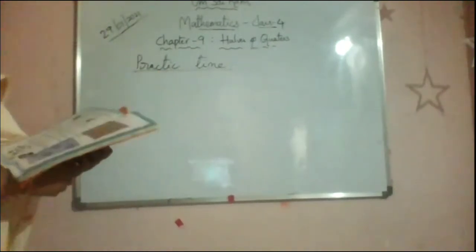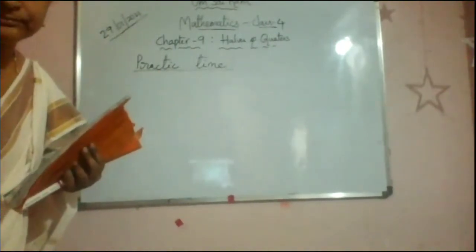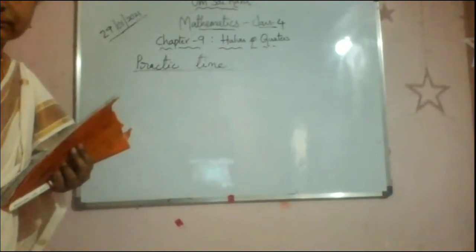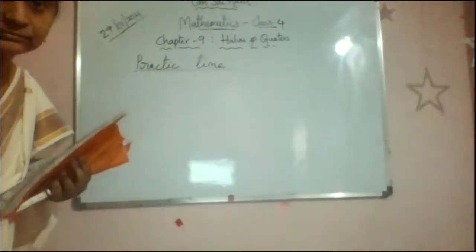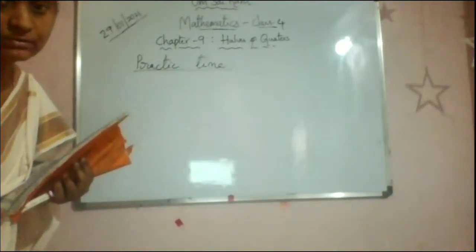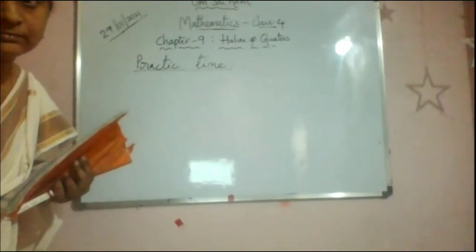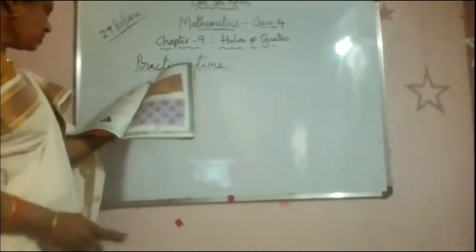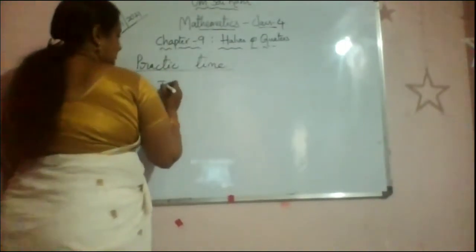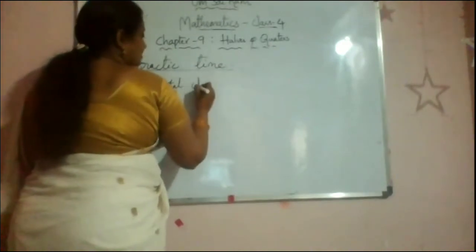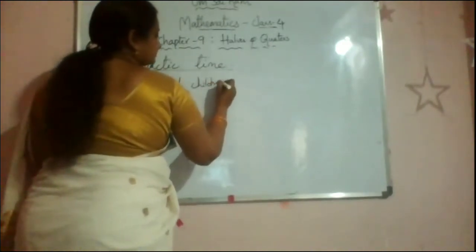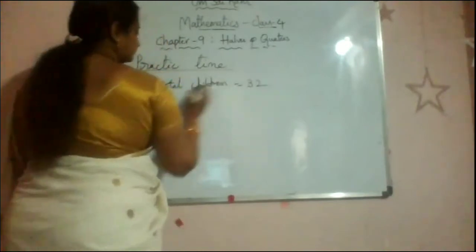Amrita, read the second question. There are 32 children. 1 by 2 of them are girls. How many children are boys? Yes. So, 16 children are girls and 16 children are boys. Very good. Total children: 32.